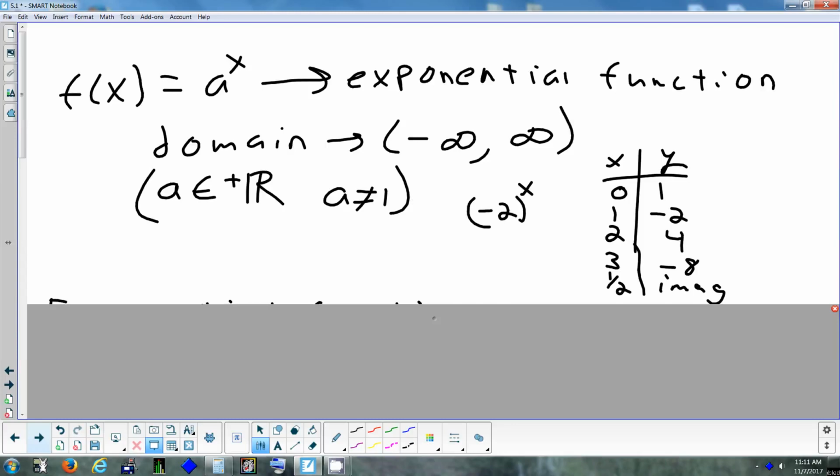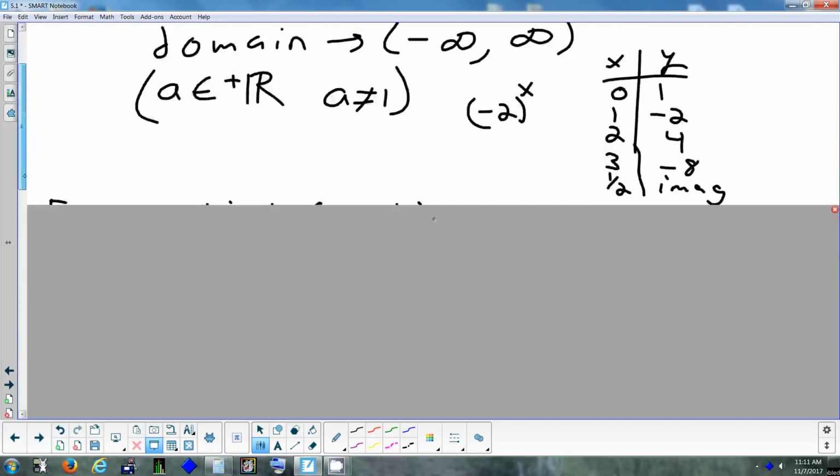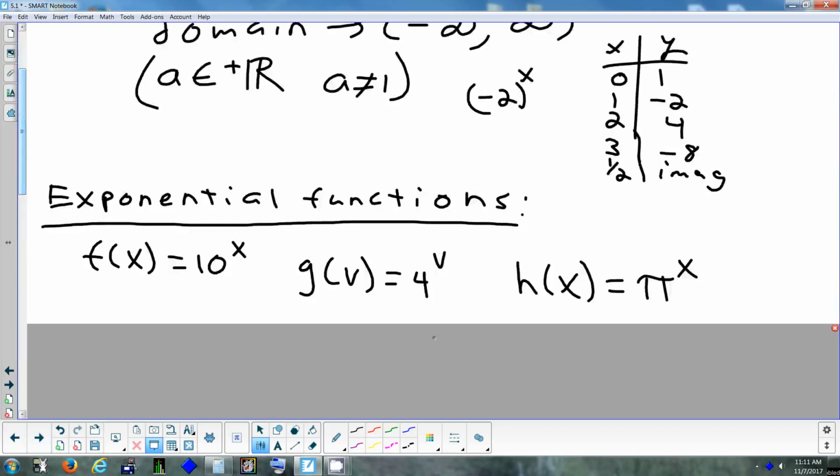It's really weird. So we're not going to spend any time dealing with negative bases. And if you try to graph that, you won't even get a picture. You can't even graph that. So these are examples of what proper exponential functions would look like.